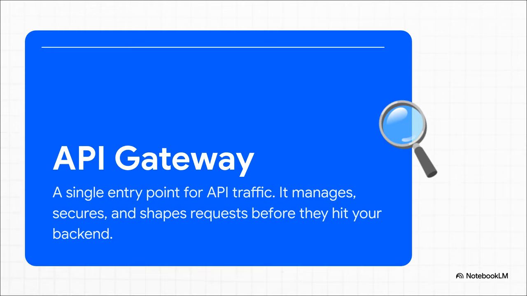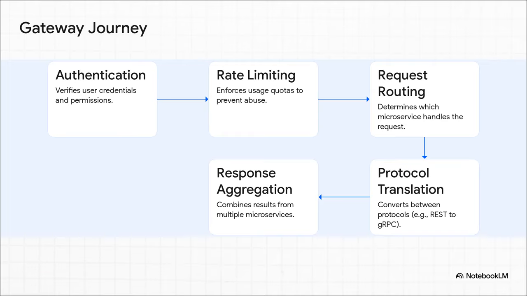It doesn't just pass traffic along. It inspects it, it secures it, it can even change it, all before your backend services ever see it. It becomes the central command center for all those things that every service needs. So let's follow a single request on its journey through the gateway. First, it hits the gate. Step 1, authentication. Are you who you say you are, and do you have permission to be here?